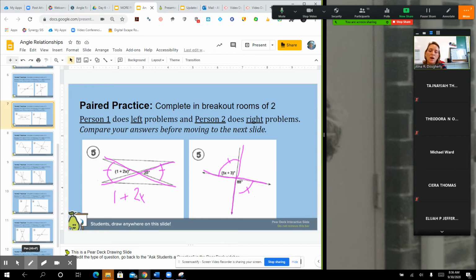1 plus 2x equals 35, or 5x plus 3 equals 88. And then you want to solve them. So on the left side, you would subtract 1 from both sides and get 2x equals 34. And x equals 17. And on the right side, you would subtract 3 from both sides and get 5x equals 85, and x equals 17.